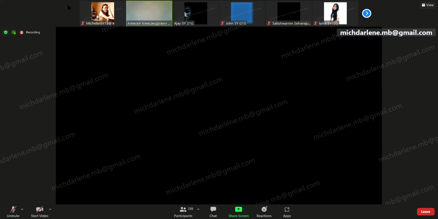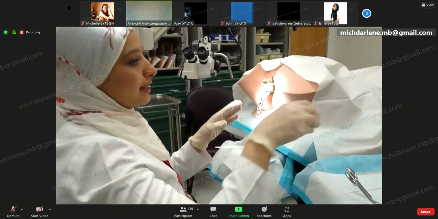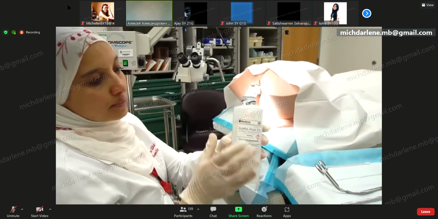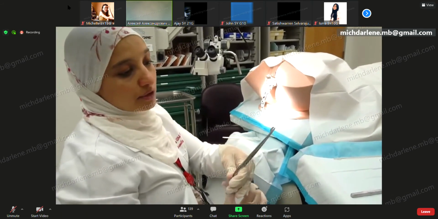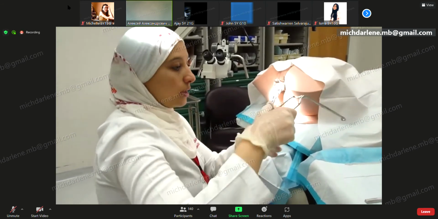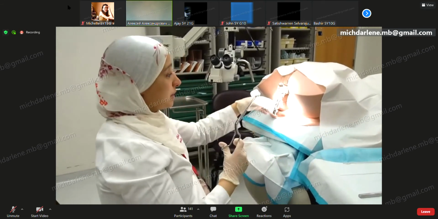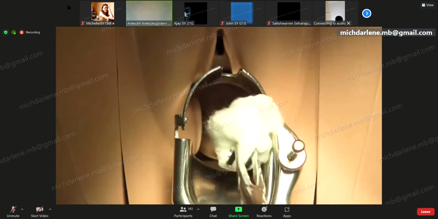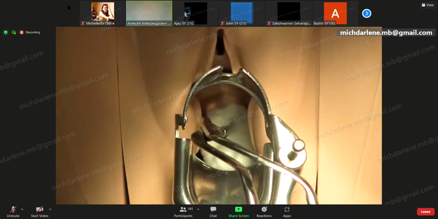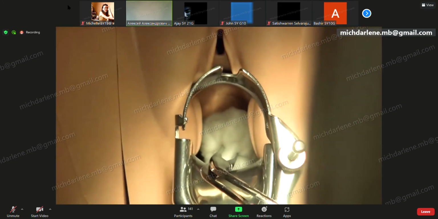Here's the procedure. The procedure starts with applying acetic acid solution. We apply it in two ways, either with ring forceps, or we can also use a big Q-tip soaked with acetic acid. We apply it to the cervix for a couple of seconds, and then we take it off.